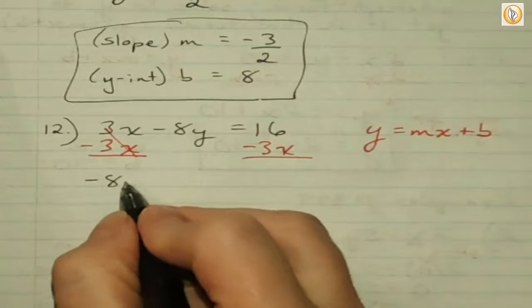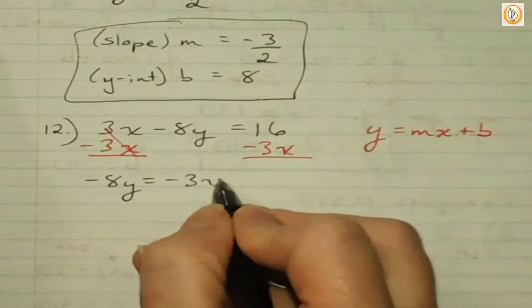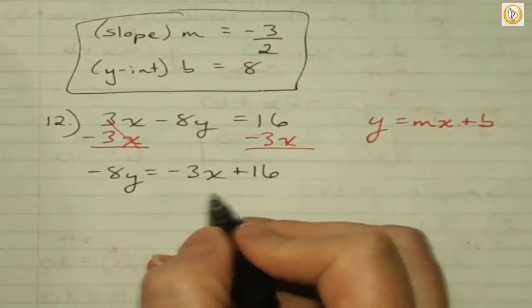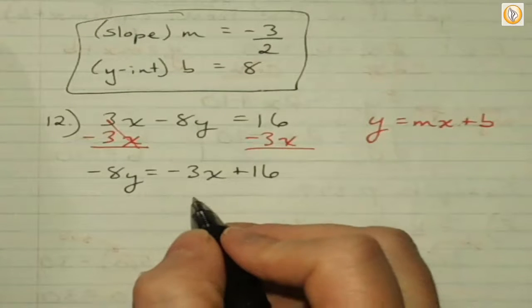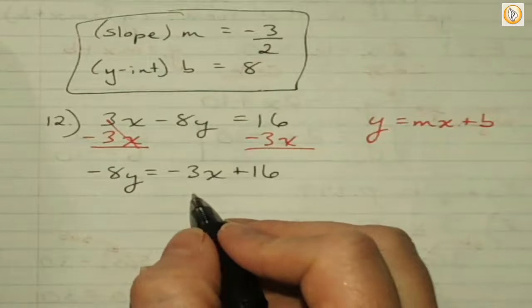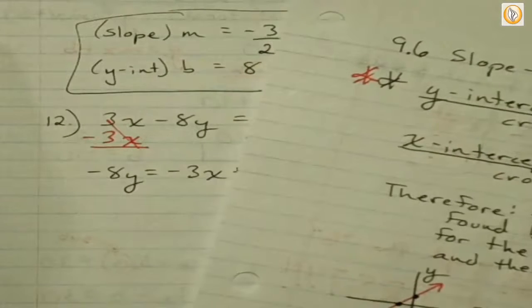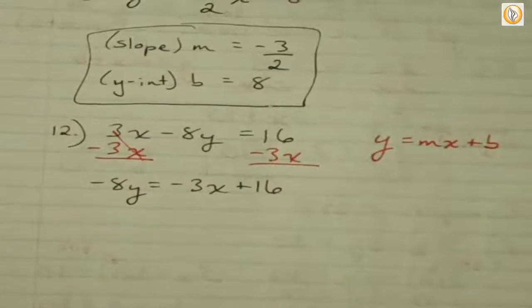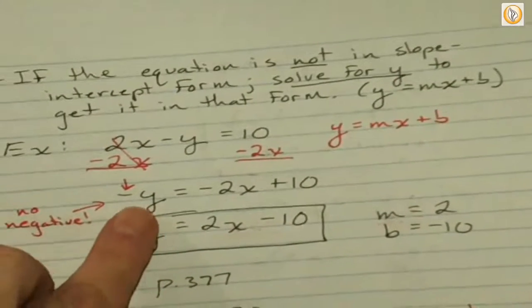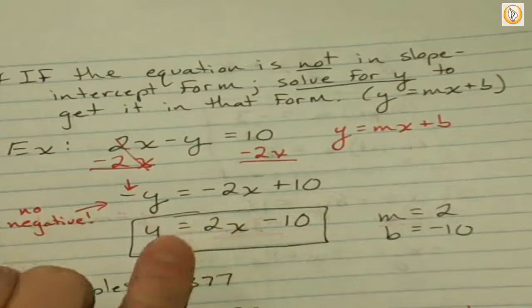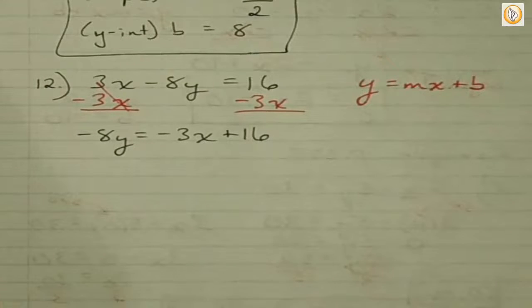So you get -8y equals -3x plus 16. Make sure you put that -3x first. Y'all see that? But doesn't the 16 become a negative? No. The reason it became a negative last time, right here, is because we're left with a -y. And then we had to change everything out. Good question, though. That was a good question.